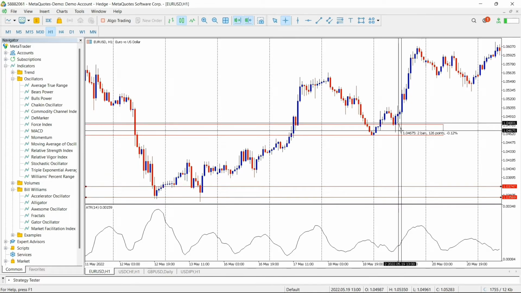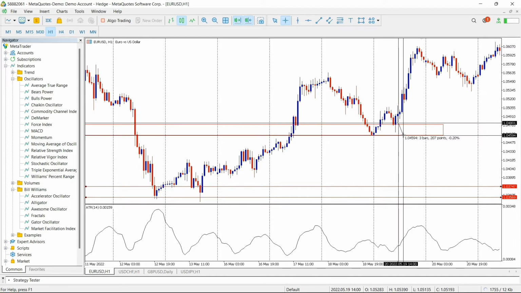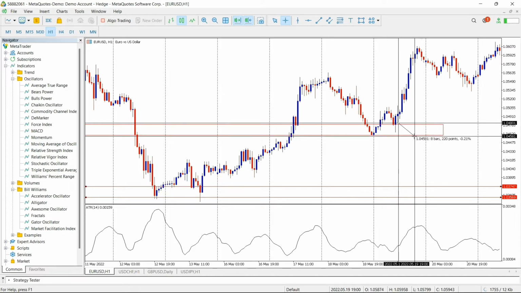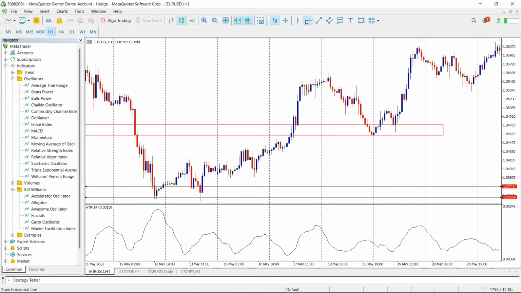So I'll set my stop loss 19 pips, which is around this level, which is even exactly below this level. 19 pips here is around this level. So that was it, 19 pips, and you take a trade here.